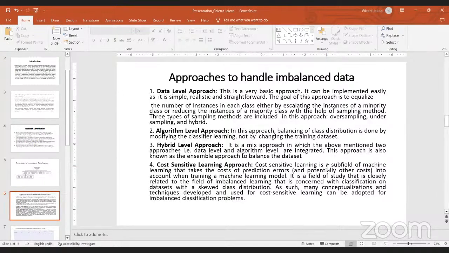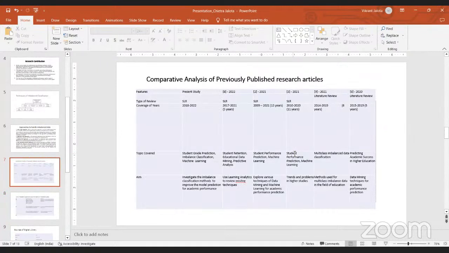Then we have the cost-sensitive learning approach. Cost-sensitive learning basically takes the cost of prediction errors into account. It means whenever we are building a machine learning model, every time we have to calculate the cost of misclassification. This approach is based on the cost of that model. This is the comparative analysis of previously published articles.